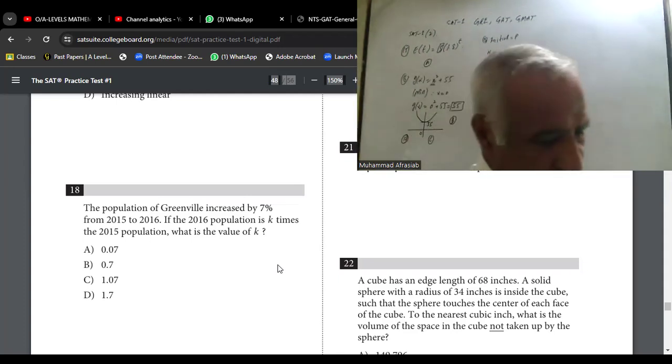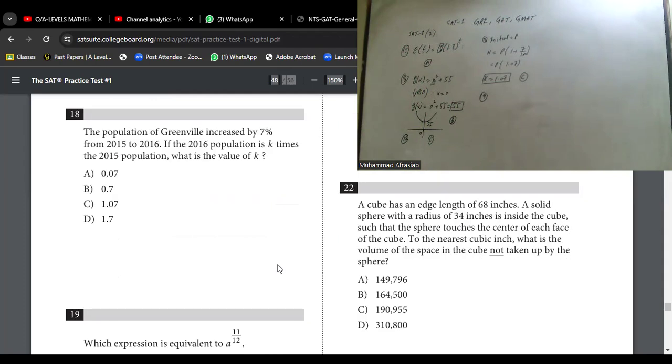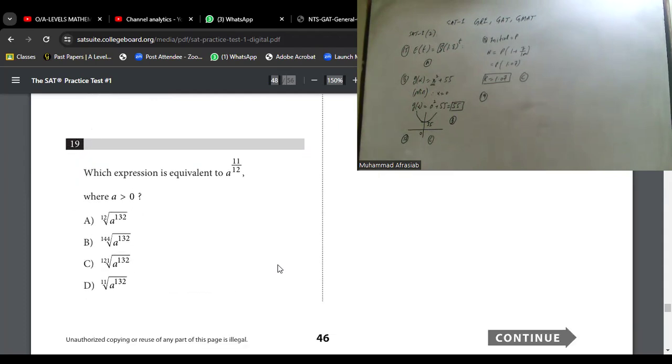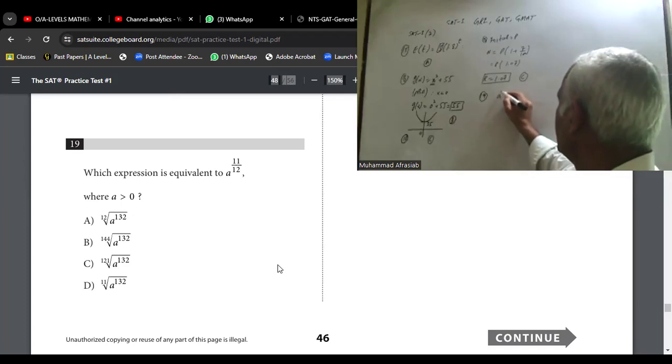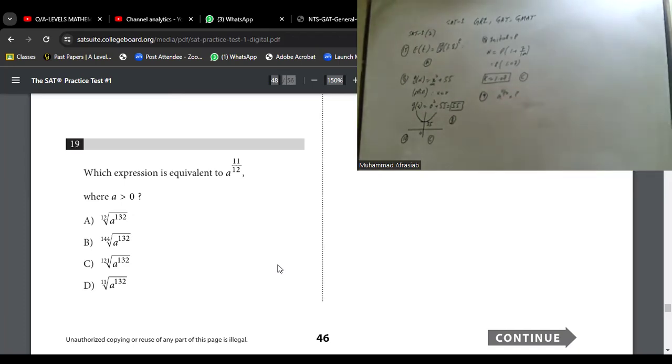Then question number 19. The expression equivalent to a to the power 11 over 12 is, where a is greater than 0.